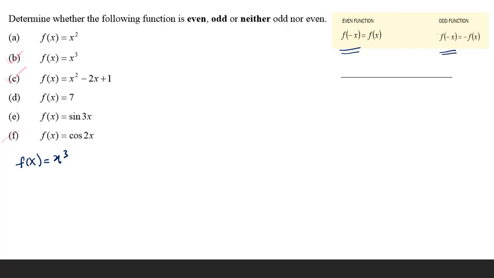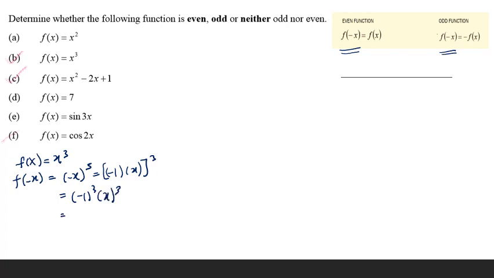So f(negative x). When we substitute, we make sure that every single x is substituted by negative x. So we have negative x here, and make sure to put it in brackets, to the power 3. This is equal to negative 1 multiplied by x, to the power 3, which equals negative 1 to the power 3 multiplied by x to the power 3.